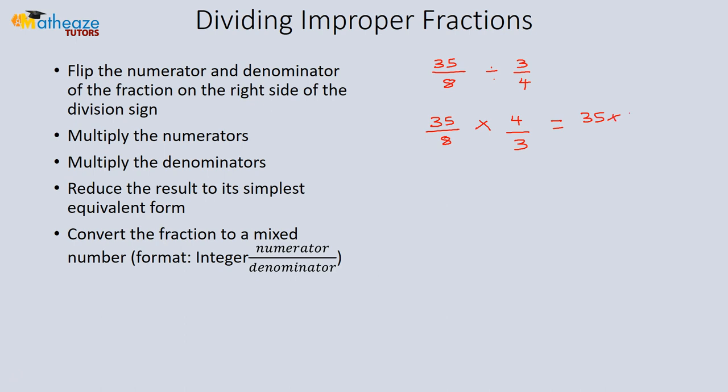So now we have 35 times 4 over 8 times 3. So we can reduce 4 and 8, they have a factor relationship. So 4 divided by 4, 1. 8 divided by 4, we have 2. So this is going to give us 35 times 1 over 2 times 3. This gives us 35 over 6. When we divide this, we get 5 with a remainder of 5 and then over 6.